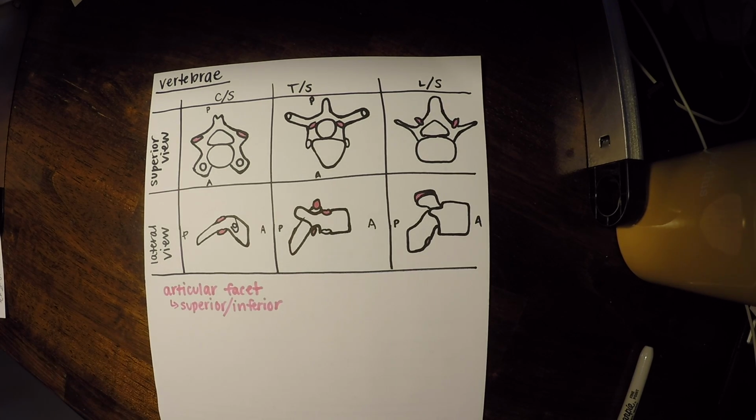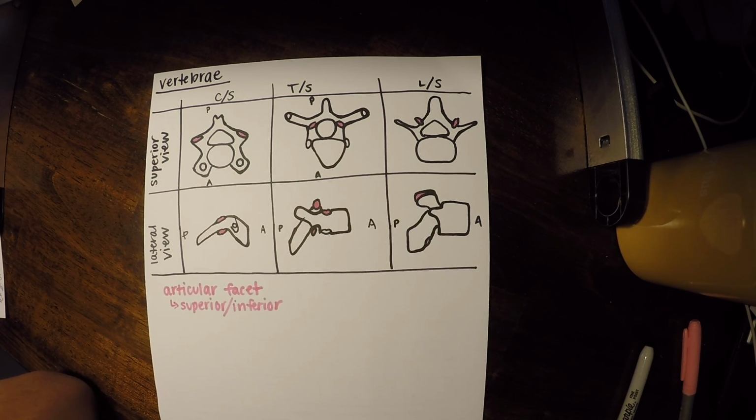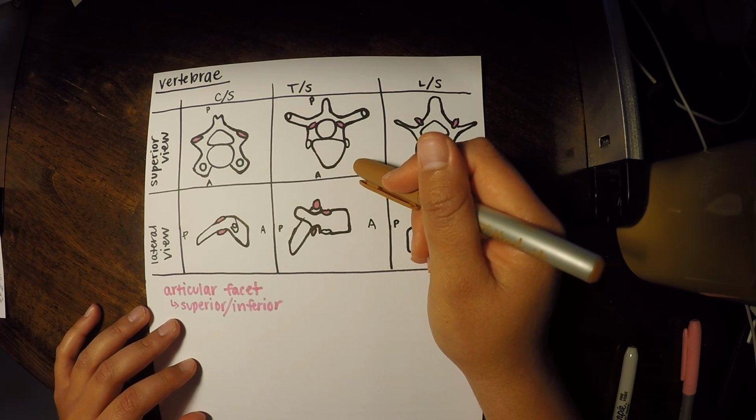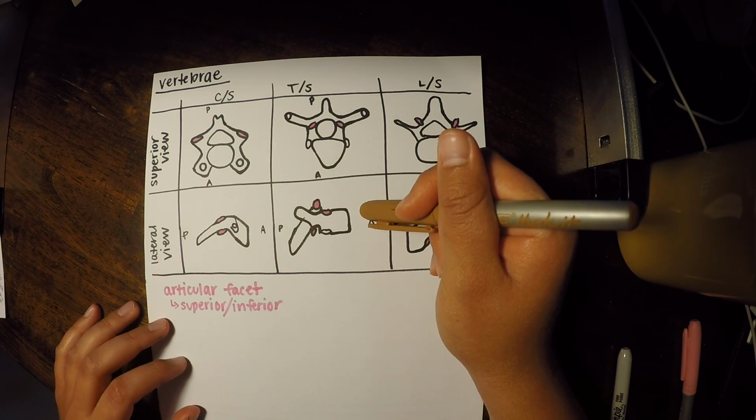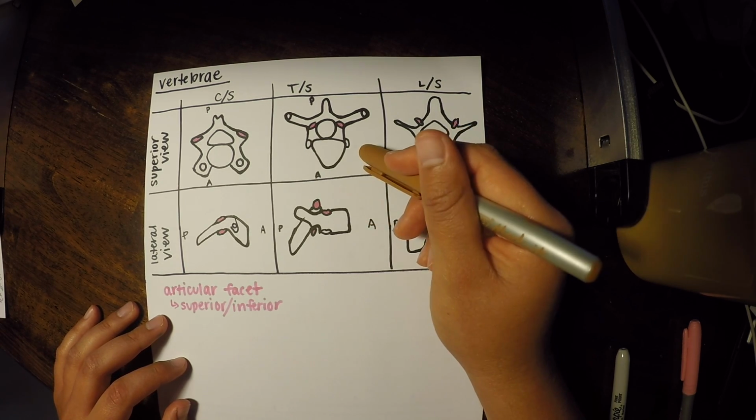Now we have a different type of facet, and that is called a costal facet. Same thing, no matter how you pronounce it. The thing about that is that our costal facets are only in our thoracic spine, because whenever we say the word costal, we're referring to ribs. And remember, the only part of the spine that the ribs connect with is our thoracic spine, or our mid-back. Therefore, the only ones who are going to have costal facets are our thoracic spine vertebrae.